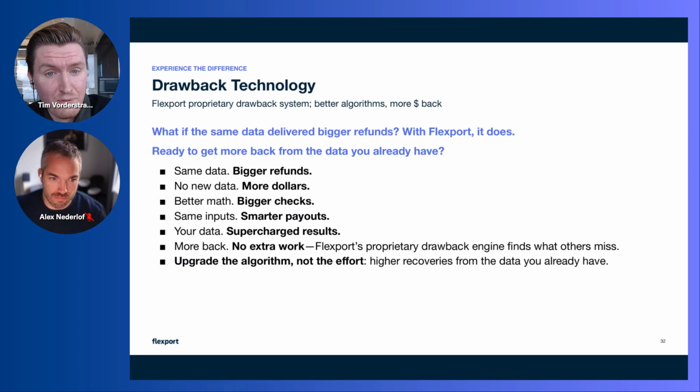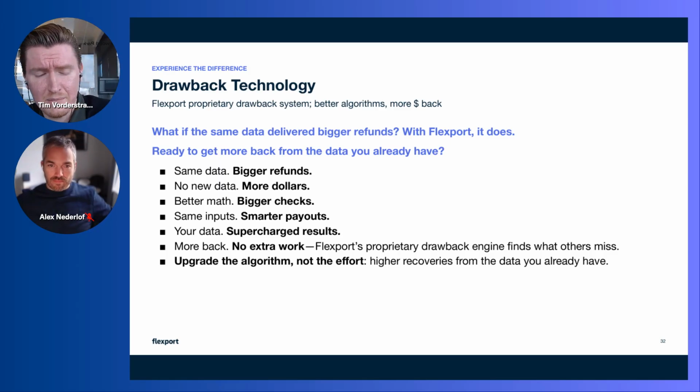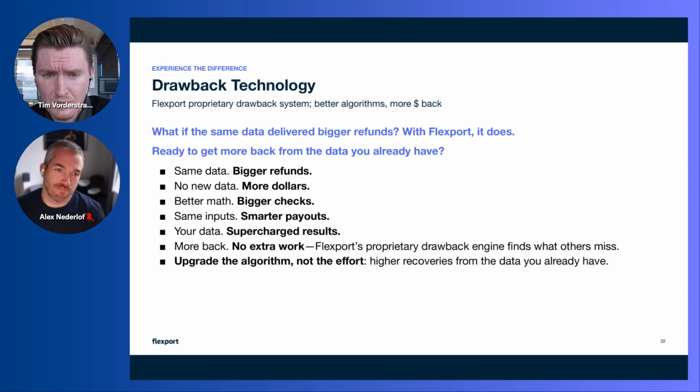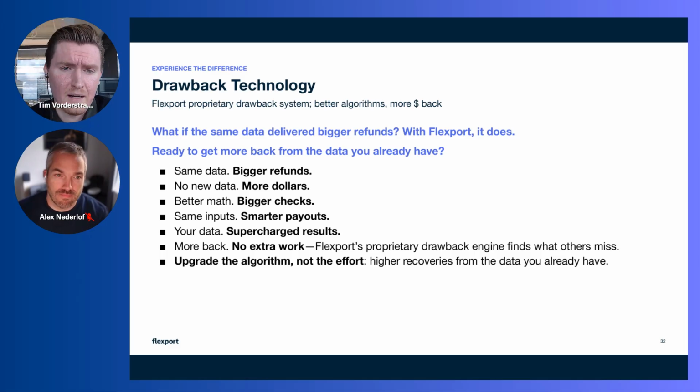So, right, what if the same data delivered bigger results? And what we've seen and what we have tried to show you here is that it really can. With the same data, we can deliver better drawback refunds. It's the same data. We're putting the same data through our software as opposed to the legacy software. And we're not asking for anything different than you've been providing. No new data. It's just better math, resulting in larger sums of refunds.